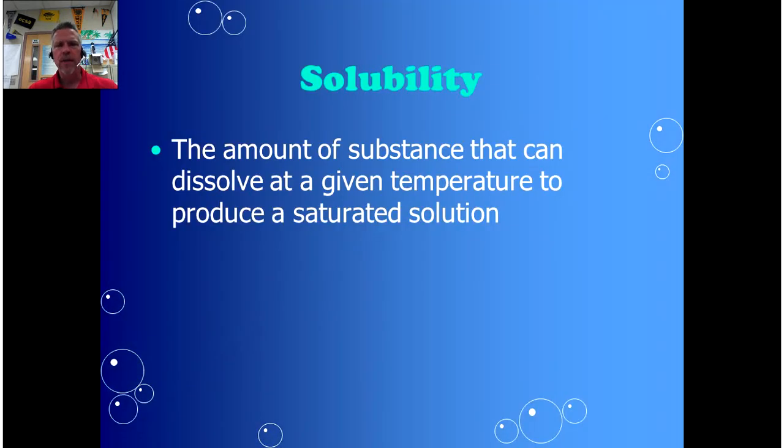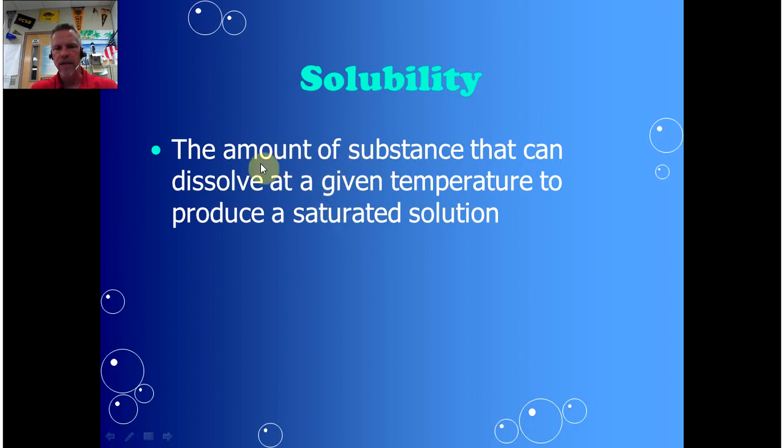So one of the first things that we need to make sure we understand is this term solubility. Solubility is a characteristic of a chemical or of a compound, and that means that it's different from one compound to another. The solubility means the amount of a substance that can dissolve into a given solute at a given temperature to make a saturated solution. We're going to see what saturated means in just a sec, so set that aside for now.